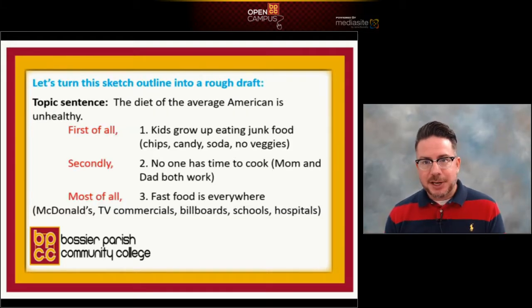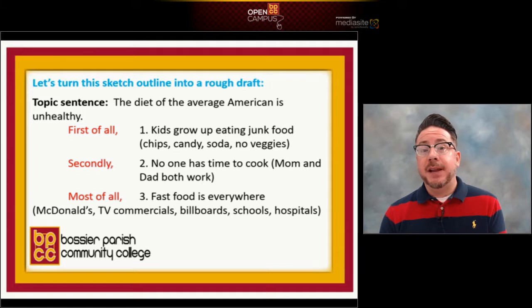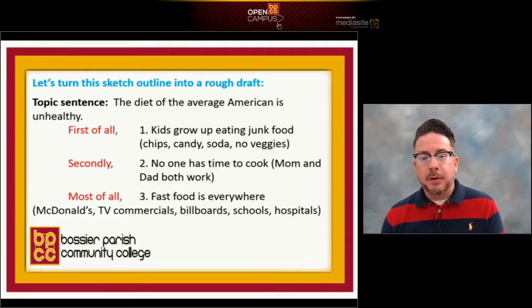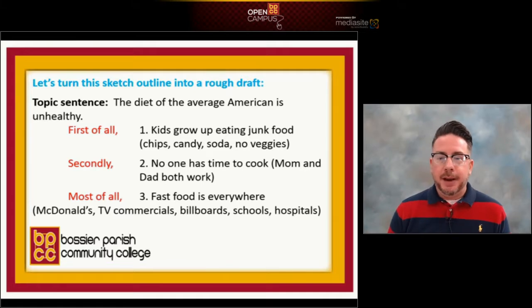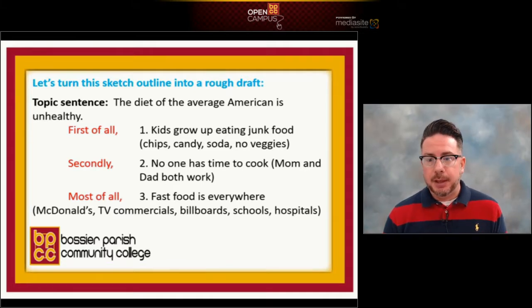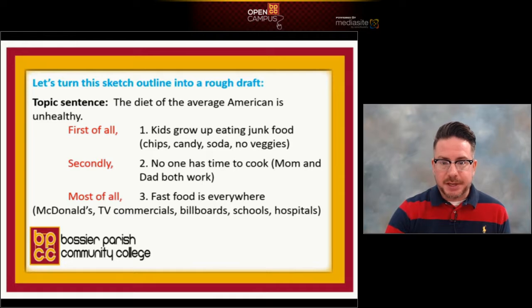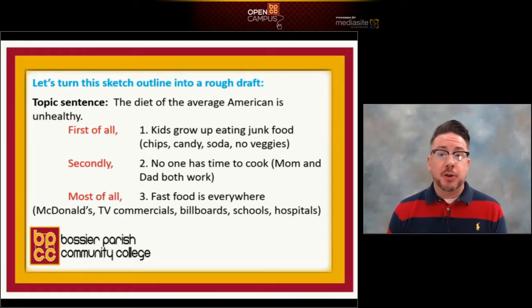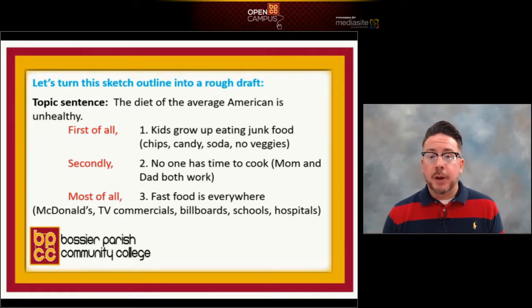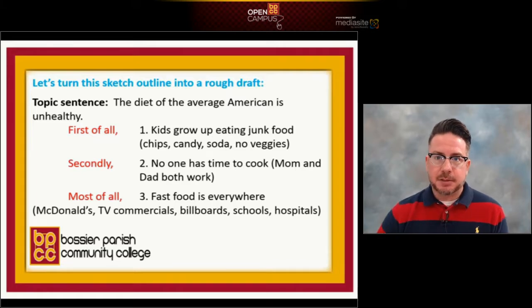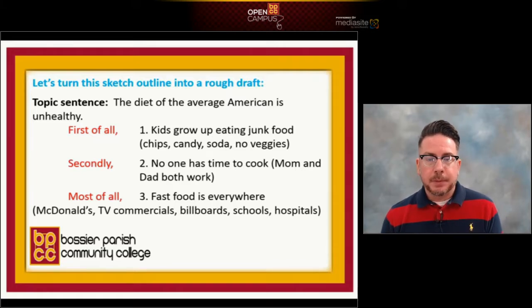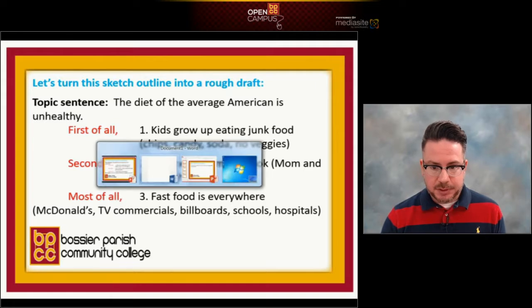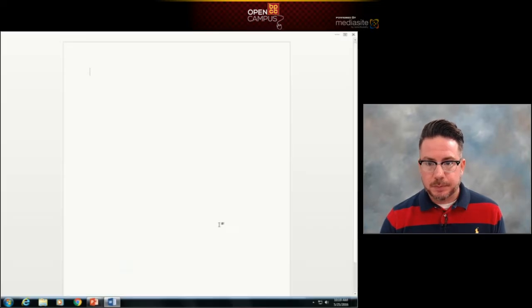So I've got this sketch outline for you. I have this available in the module as well. We are going to write about this topic. The diet of the average American is unhealthy. And I have 3 supporting points here. I've already added in my transitions as well. And I have a few specific details beside each supporting point. So now I'm going to switch over to Microsoft Word, and I'm ready to take it sentence by sentence.